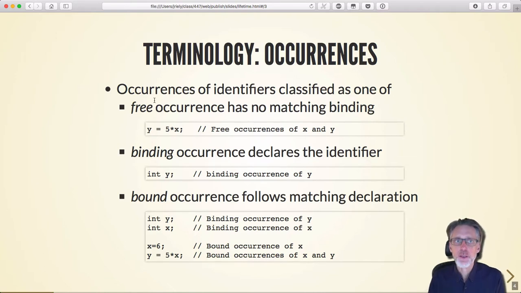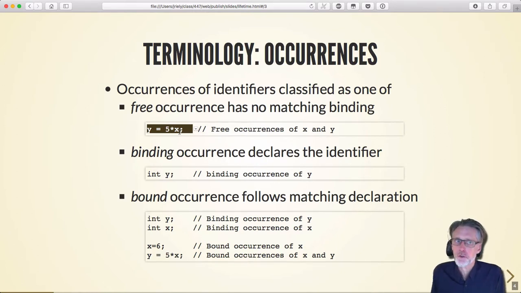So we say that a variable occurrence is free when there's no matching binding. Here, if you just look at this expression, we have y equals 5 times x. So in C or Java, y and x there make no sense. They have no particular meaning. We don't know how they were declared. And so we say that these things are free. Free things, of course, are allowed to be anything, or said differently, they're meaningless.